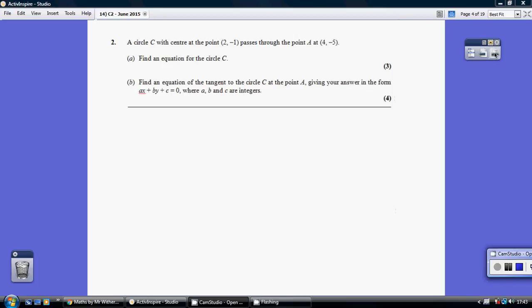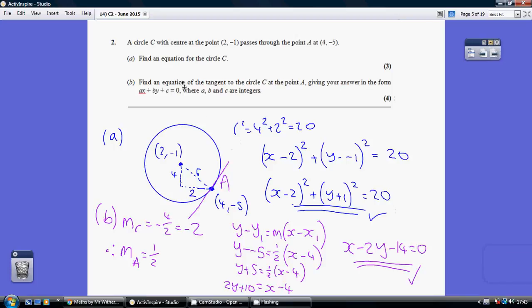Question 2. So find an equation for the circle C. So fairly straightforward to get the left hand side because this is the centre of the circle. So x minus the 2 all squared plus y minus the minus 1 all squared needs to equal the radius squared. So just completing the left hand side, well, this first term is fine. Y minus minus 1 is y plus 1.